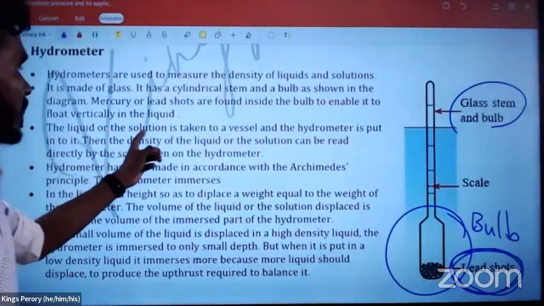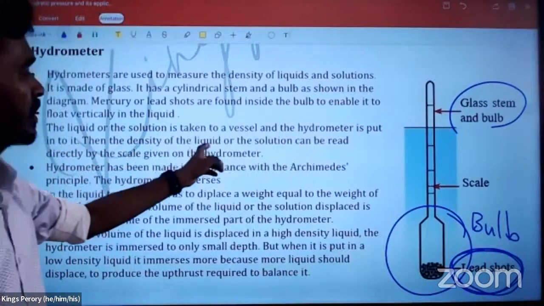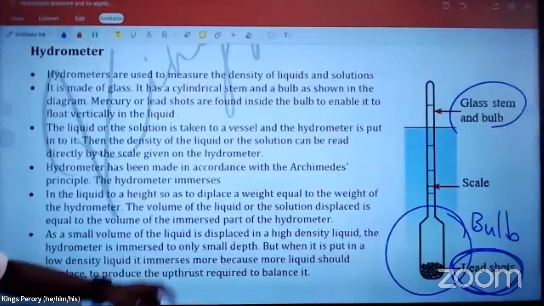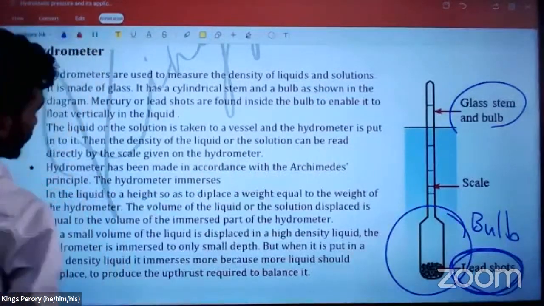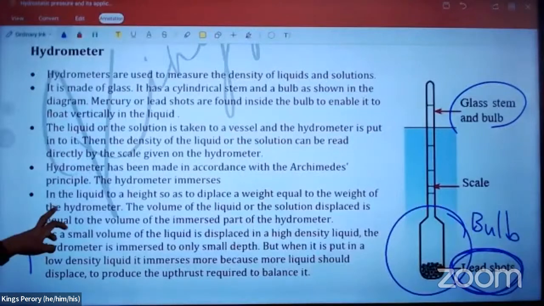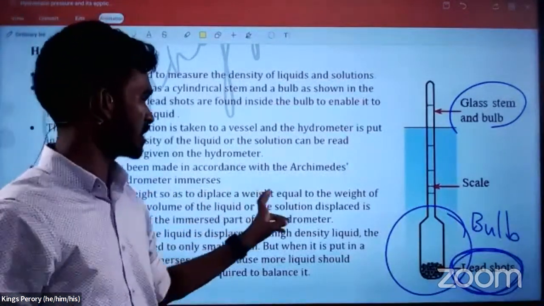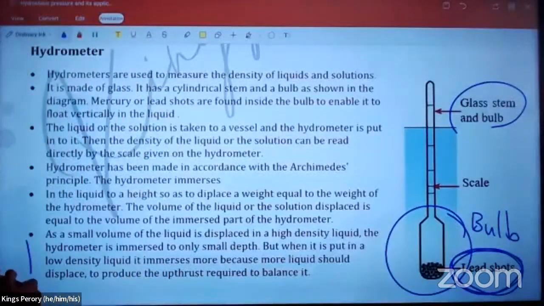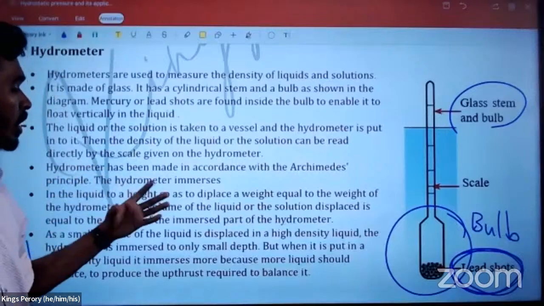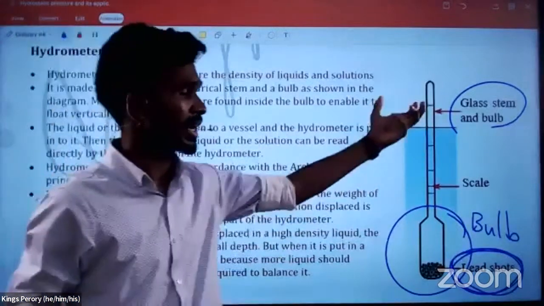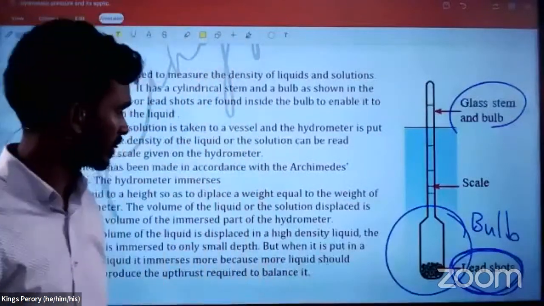The liquid or the solution is taken to a vessel and the hydrometer is put into it. Then the density of the liquid or solution can be read directly from the scale given. The hydrometer has been made in accordance with Archimedes principle. The hydrometer immerses in the liquid to a height so as to displace a weight of liquid equal to the weight of the hydrometer. The volume of the liquid displaced is equal to the volume of the immersed part of the hydrometer. Whatever part is inside and whatever liquid gets displaced are equal.